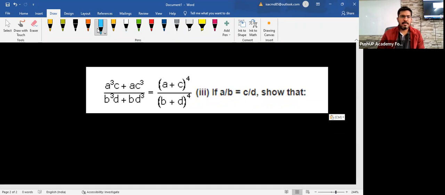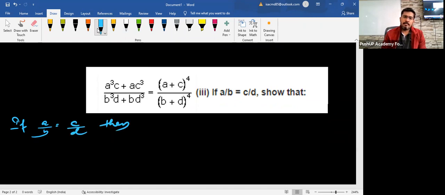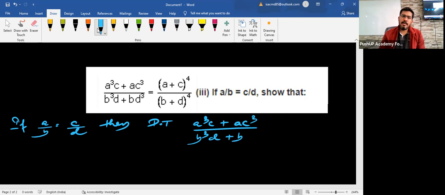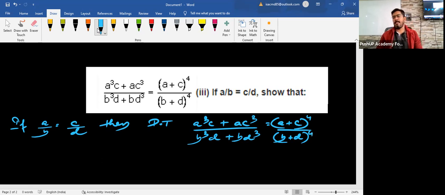What they are trying to ask is: if A by B is equal to C by D, then prove that A cube C plus AC cube divided by B cube D plus BD cube is equal to A plus C whole raised to 4 divided by B plus D whole raised to 4.